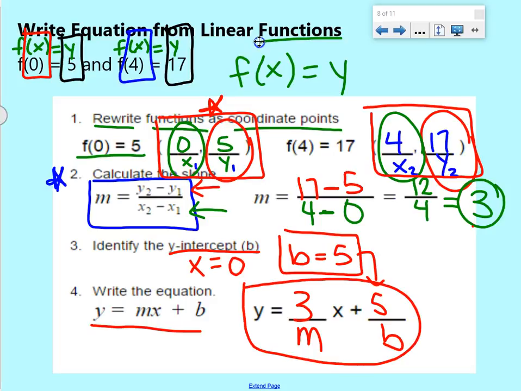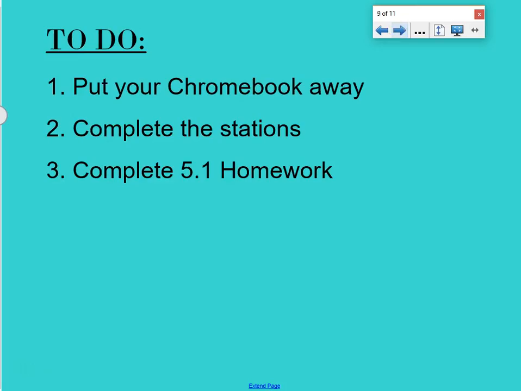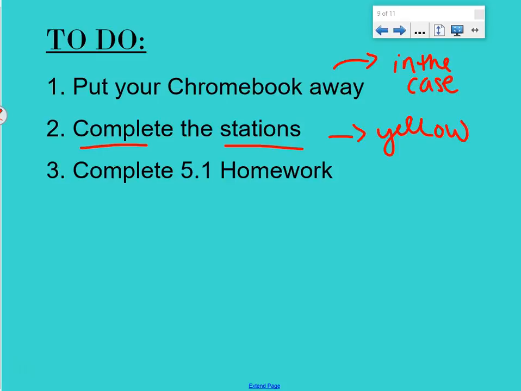That's all the notes for today. What I would like you to do right now is to first put your Chromebook away. Make sure it goes in the case. We do not need them anymore. Then complete the stations. They're hanging around the room in yellow paper. And then complete the 5.1 homework. There are 4 problems for you to do on your own.